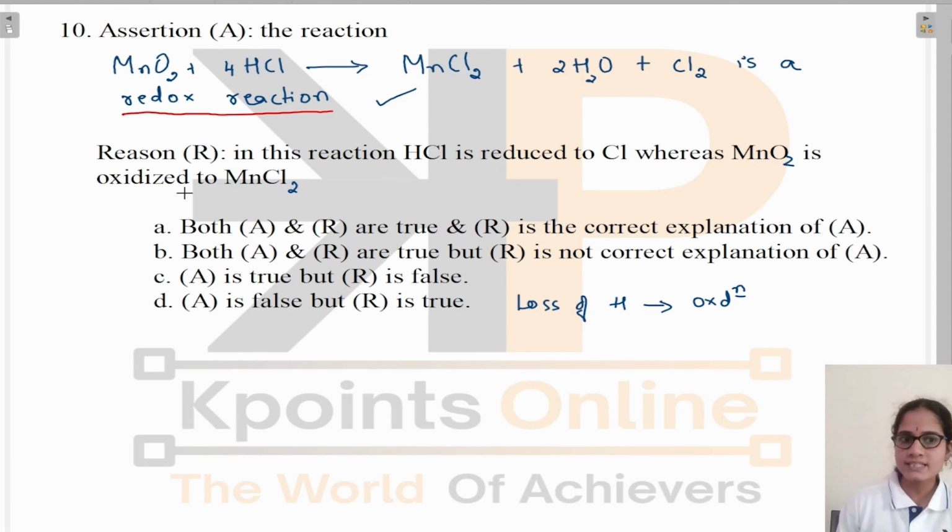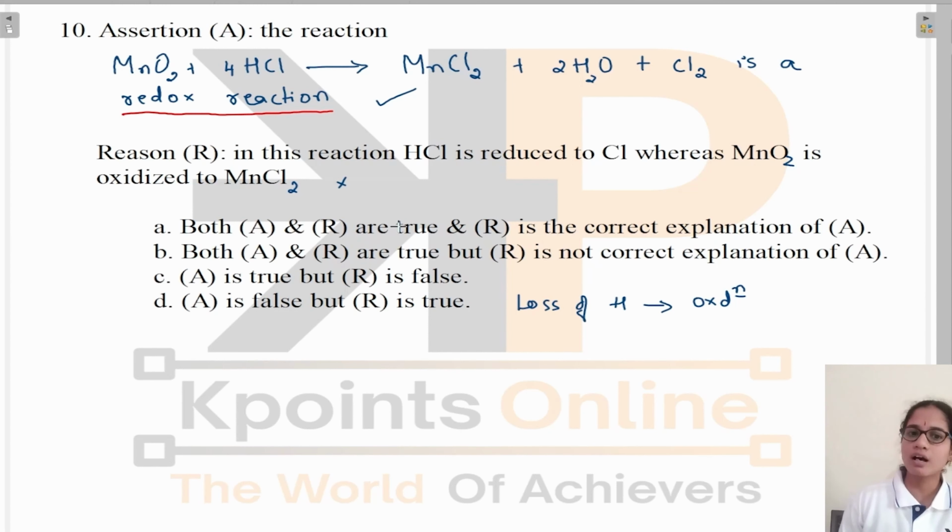And MnO2 is oxidized to MnCl2? No, not at all. Here, it is losing oxygen. Then how can it be the oxidation reaction? Oxidation reaction means it will be a gaining of oxygen or loss of hydrogen. But MnO2 is not getting oxidized. It is getting reduced. So, our reason will be wrong. Then let us check the options now.